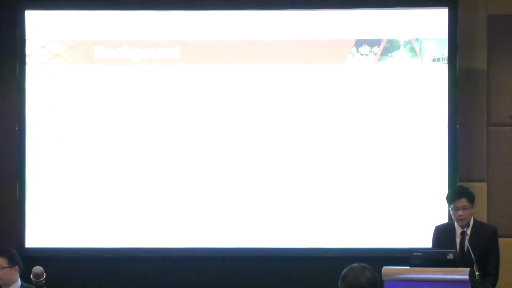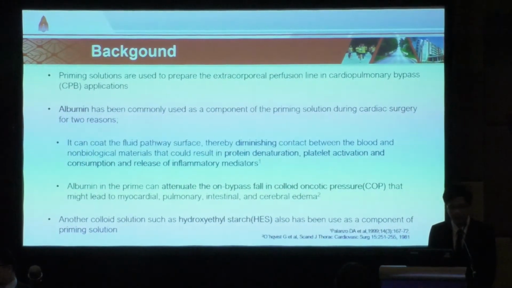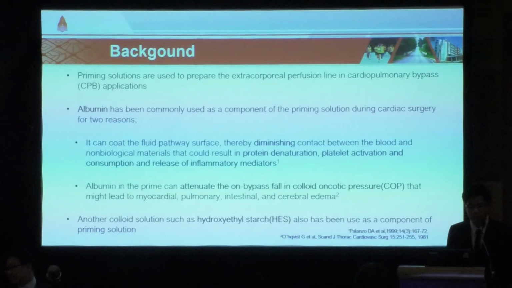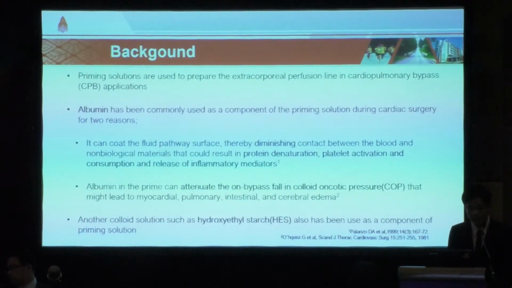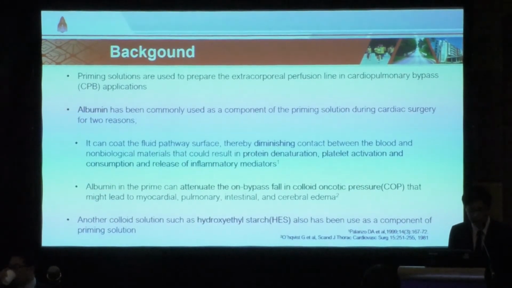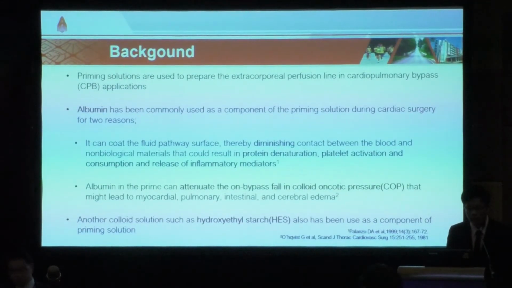Priming solutions are used to prepare the extracorporeal perfusion line in CPB applications. Albumin has been commonly used as a component of priming solution during cardiac surgery for two reasons. Albumin can coat the fluid pathway, which could result in decreased protein denaturation, platelet activation and consumption, and release of inflammatory mediators. And albumin can attenuate the on-bypass fall in oncotic pressure that might lead to myocardial, polyintestinal and cerebral edema.